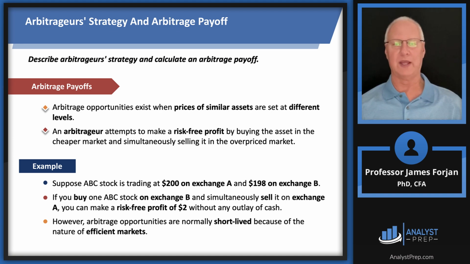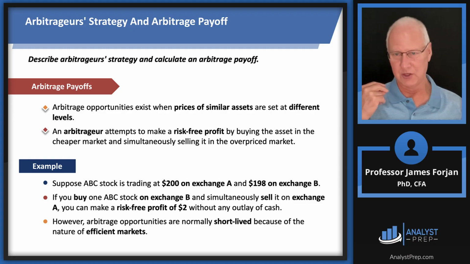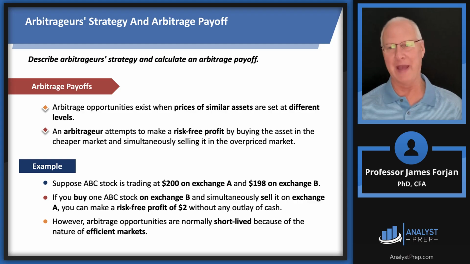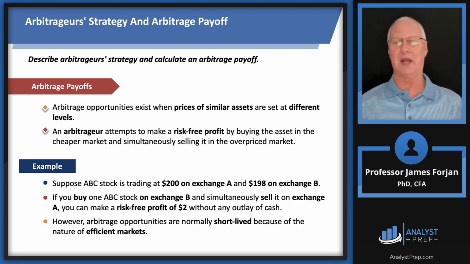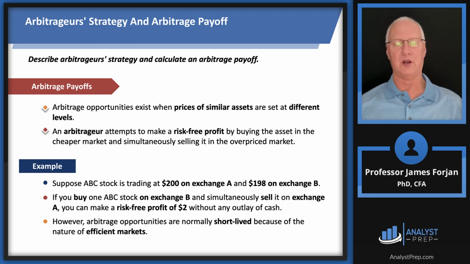All right, so let's look at a quick example down here. We have a stock that's trading at two different levels on two different exchanges. What we can do is buy one share on exchange B, and sell it on exchange 2 for a profit of $2. Now that's without any outlay of cash, because in this simple example, we're just assuming that you're trading on A and B at the same time. But imagine if you're doing this at the same time, you're not going to be the only one doing it. So that thing will never exist. And that's why arbitrage opportunities are short-lived, because of the nature of efficient markets.